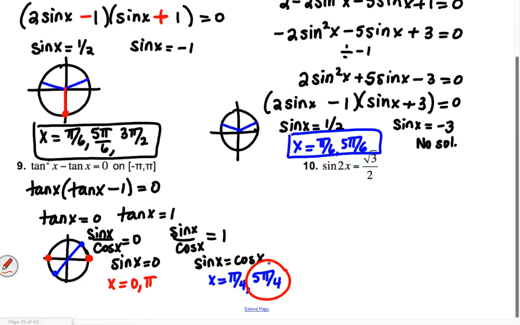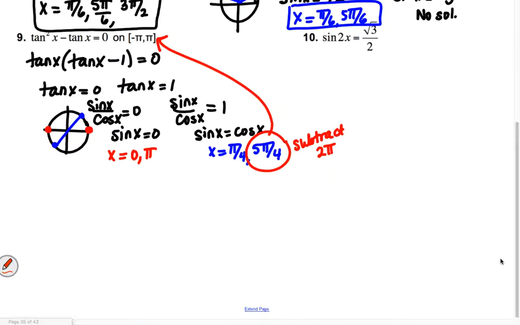But our issue is that we want this to be on negative pi to pi. That answer, 5 pi over 4, is bigger than pi. You get it? Yeah. So we want to write it in its coterminal form. We want to keep adding 2 pi or subtracting 2 pi until we get an answer that is on that interval. So what I'm going to do is subtract out 2 pi. So when I subtract out 2 pi, I get x equals pi over 4. And then I have 5 pi over 4 minus 2 pi. Well, 5 fourths minus 2 is 5 fourths minus 8 fourths. What do I get? Negative 3 pi over 4.